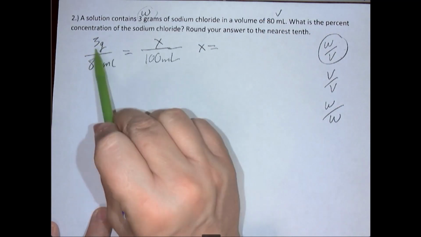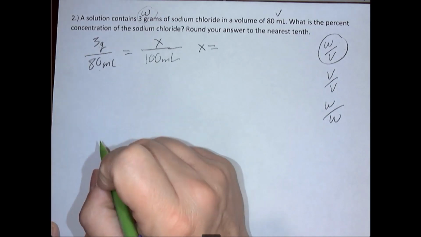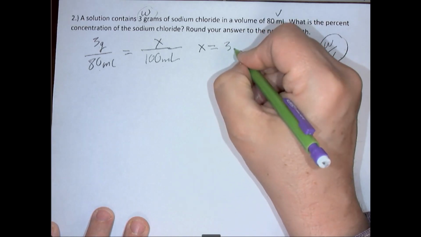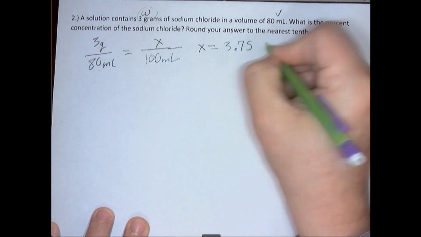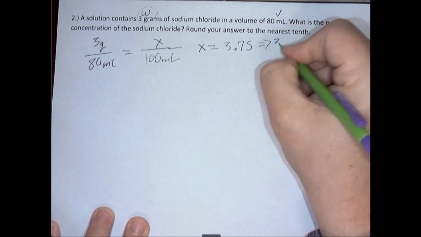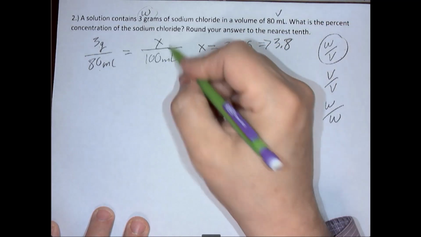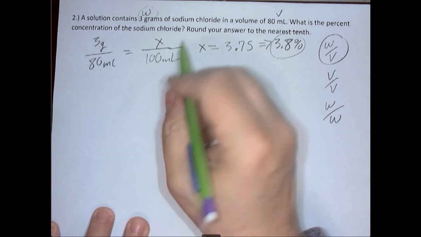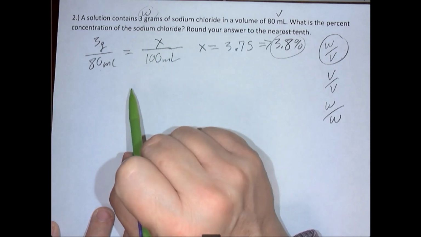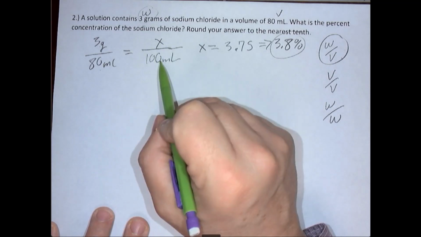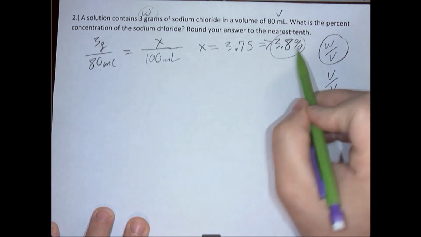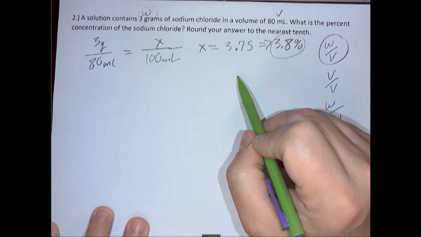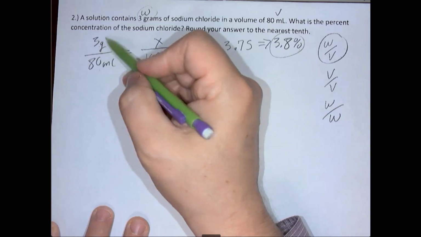You probably end up doing 3 times 100 divided by 80. Round it to the tenths place. You should get x equals 3.75, but of course that rounds to 3.8. And this is per 100, so then we know we can put a percent symbol here because that's a weight to volume concentration. That's talking about per 100 milliliters, so that's why we can put the percent symbol here, 3.8%.